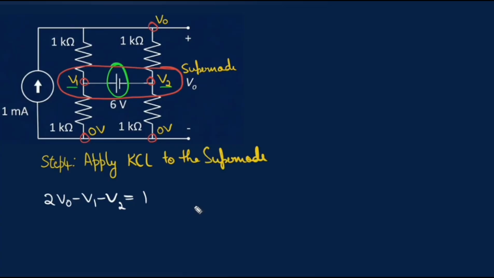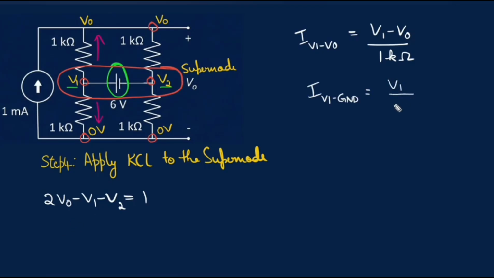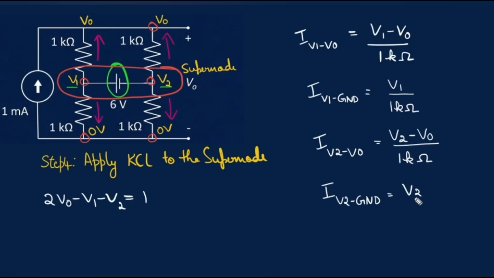Now, let's apply KCL to the supernode. We only consider the elements that connect the supernode to the rest of the circuit. There are 4 such branches. From V1 towards V0, we obtain (V1 minus V0) divided by 1 kilo ohm. From V1 towards ground, we have V1 divided by 1 kilo ohm. From V2 towards V0, we have (V2 minus V0) divided by 1 kilo ohm. From V2 towards ground, we have V2 divided by 1 kilo ohm.